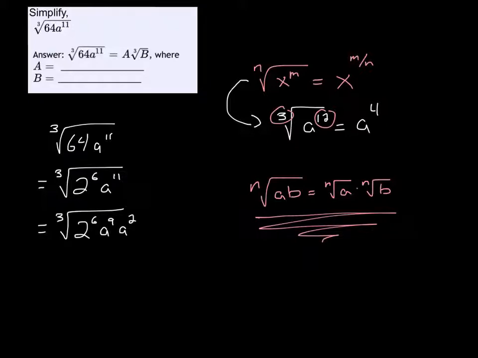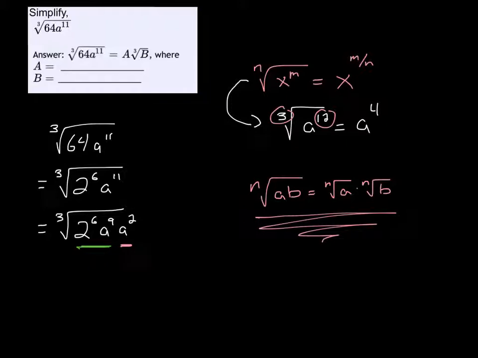Now, these first two factors, the 2 to the 6th and a to the 9th, have exponents that are multiples of our index of 3 and are going to work nicely with that index. This other factor, a squared, is just necessary because we had 11 a's to begin with, and it's really the remainder after I found the biggest multiple of 3.